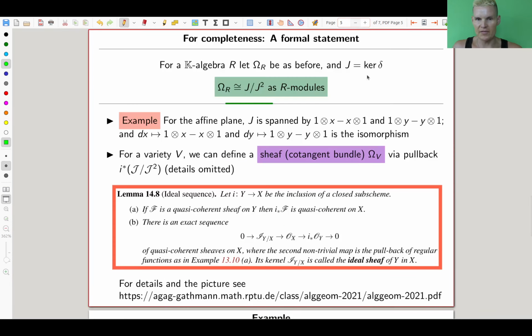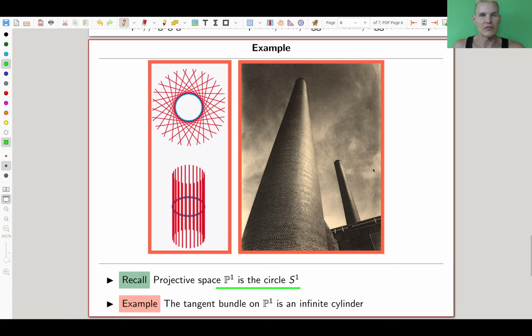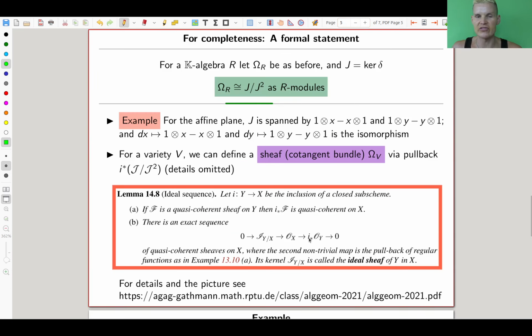This is the abstract definition, and if you do it by hand, it's kind of magic. If you do it in coordinates on reasonable spaces, you get exactly what you expect as a tangent bundle. And the whole magic of this definition is this generalization to an arbitrary variety, essentially.